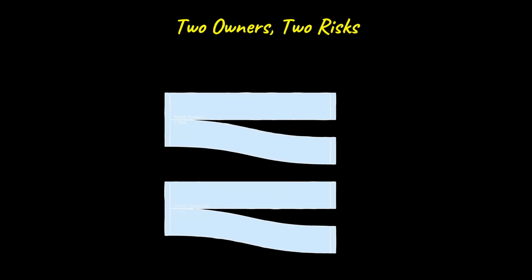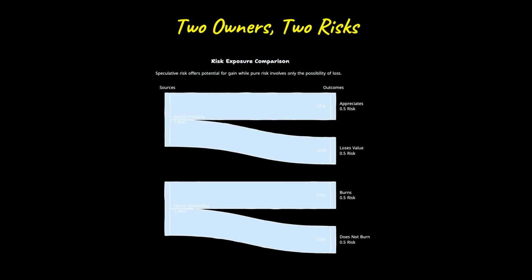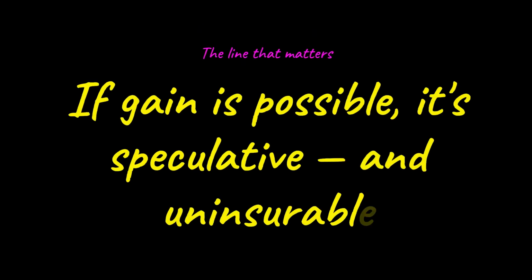Picture 2 people side by side. One buys a rental property hoping it appreciates, but it might lose value instead. That's speculative risk. The other just owns a home that might burn, or might not, with no version of the fire making them richer. That's pure risk. Whenever a situation lets the actor possibly come out ahead, that's speculative risk. Insurance only prices and pools the misfortunes nobody wants.